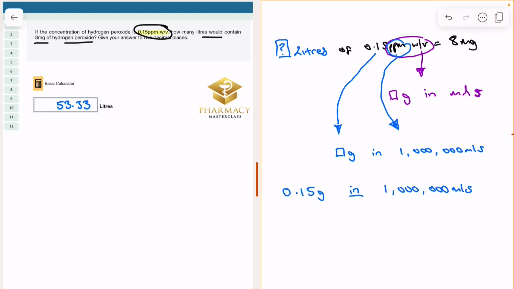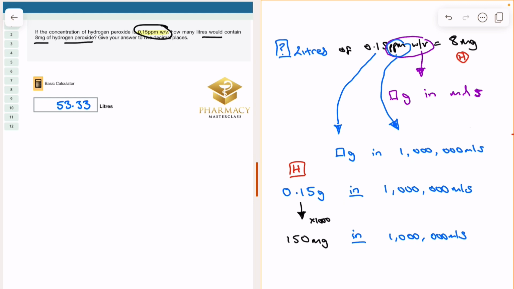And from here, we can now work out how many is going to be in 8 milligrams, because this part of the statement here is talking about our drug, the hydrogen peroxide, and we know that we are trying to get to 8 milligrams. So what we can do is convert it to milligrams first by timesing our grams by 1,000. So I'll just get my calculator a second. 0.15 times 1,000 is 150 milligrams, and that's in, again, I'm just copying the statement above.